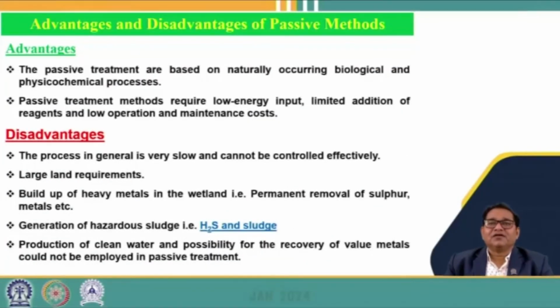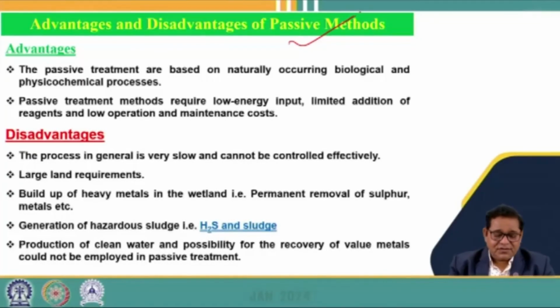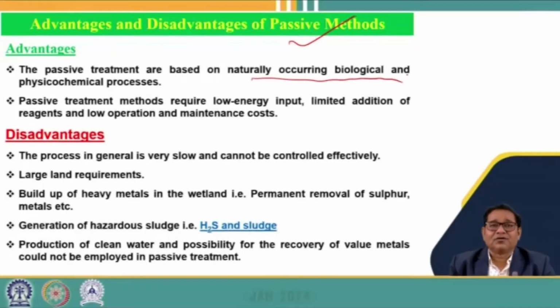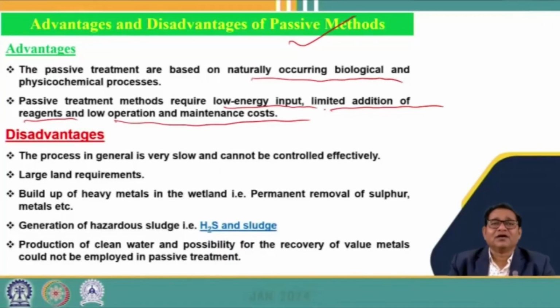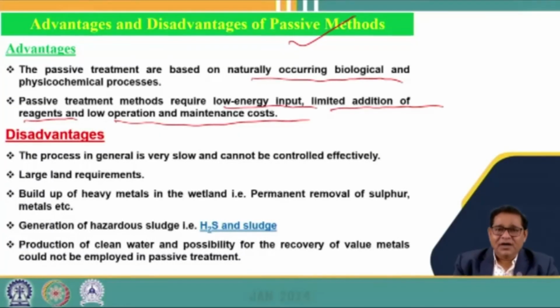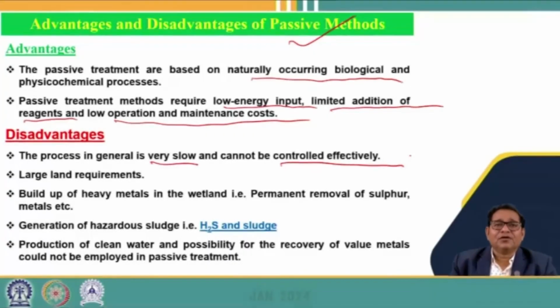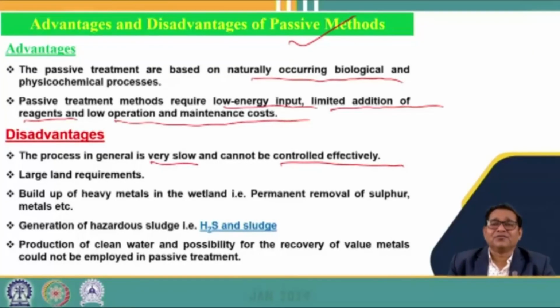So these are the advantages and disadvantages of passive methods and active methods. If we talk about the advantages of passive methods, these are naturally occurring processes, occurring through biological and physicochemical processes. They require low energy input, limited addition of reagents or chemicals, and low operation and maintenance costs, so they are cheaper, low-cost treatment systems. But in terms of efficiency, these systems are very slow and cannot be controlled effectively. Because of this, the treatment efficiency of passive systems is relatively lower than active treatment systems, and they require a lot of land for construction and design.